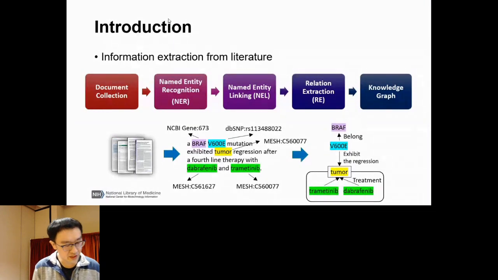The second is named entity linking. It will link the entity mentions to specific ontology identifiers. The third is relation extraction, which is to extract the relations between entity pairs. Automated information extraction systems can help us extract structured knowledge from the unstructured free text.